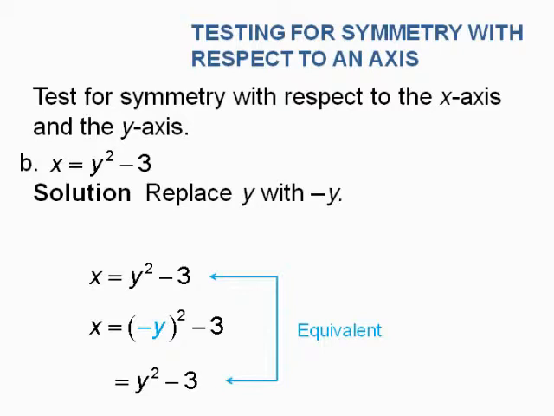All right, now let's do the test with this next equation here, x equals y squared minus 3. So we're going to first do the x-axis test on this one. We're going to test for x-axis symmetry by replacing y with negative y in here. And notice it comes back the same. So on this one, we can do the happy face.